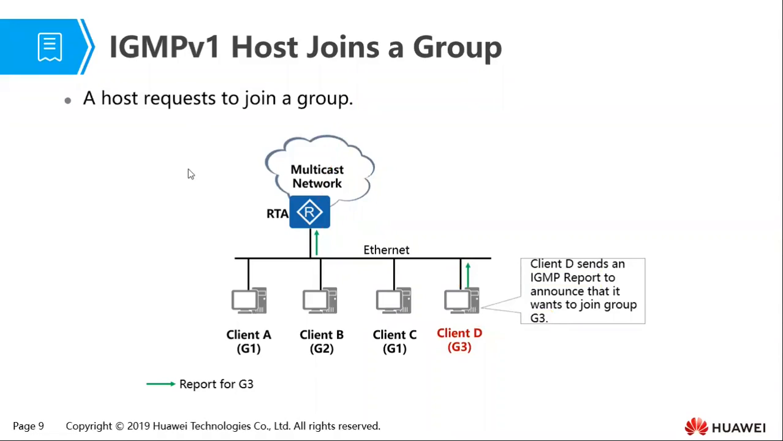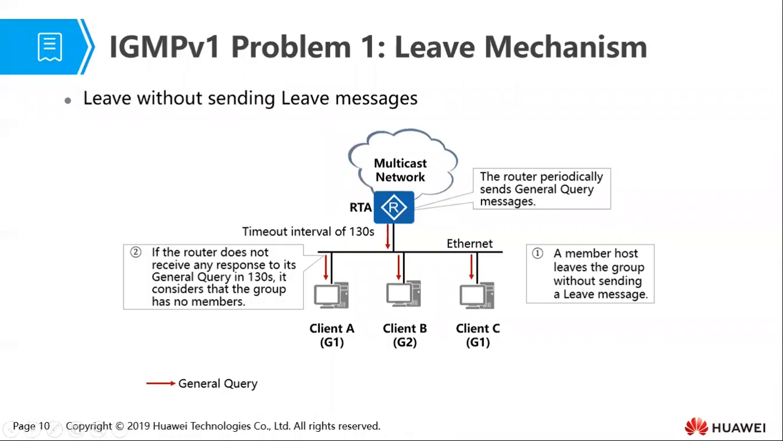Now, IGMP version 1 has several weaknesses. One of them is that it does not have a leave mechanism. It does not have a leave mechanism. So hosts can leave the group without notifying the router.